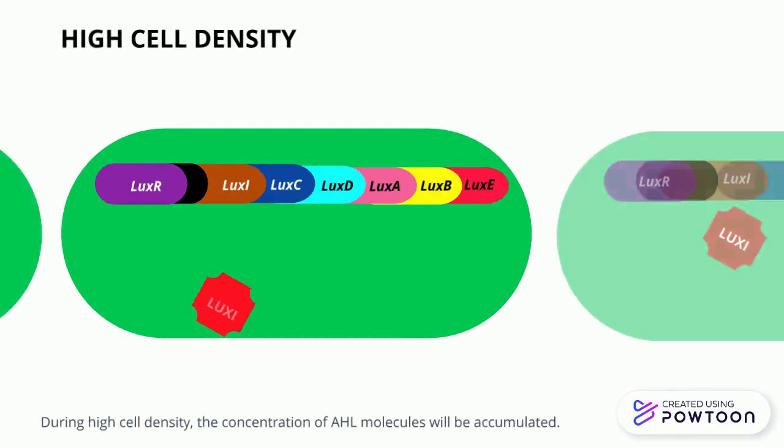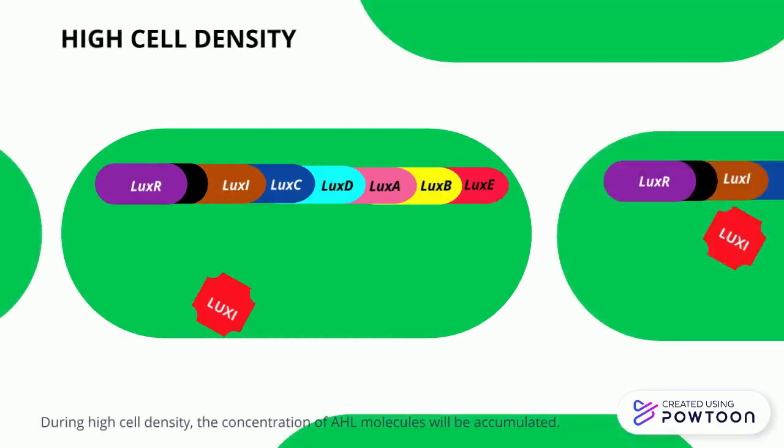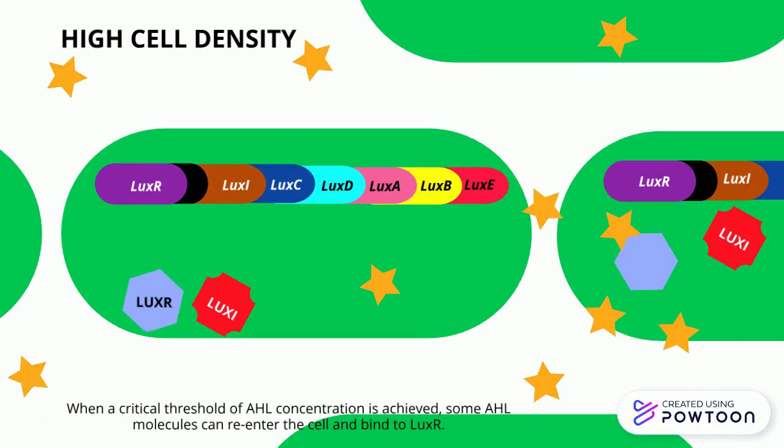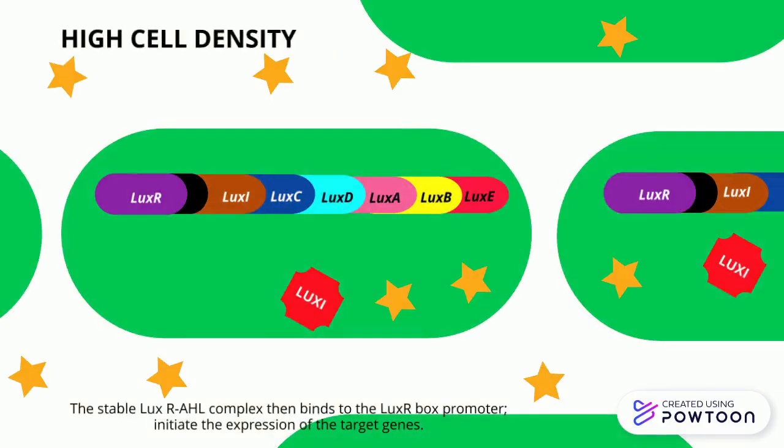During high cell density, the concentration of AHL molecules will accumulate. When a critical threshold of AHL concentration is achieved, some AHL molecules can re-enter the cell and bind to Lux-R. The stable Lux-R AHL complex then binds to the Lux-R box promoter and initiates the expression of the target genes.